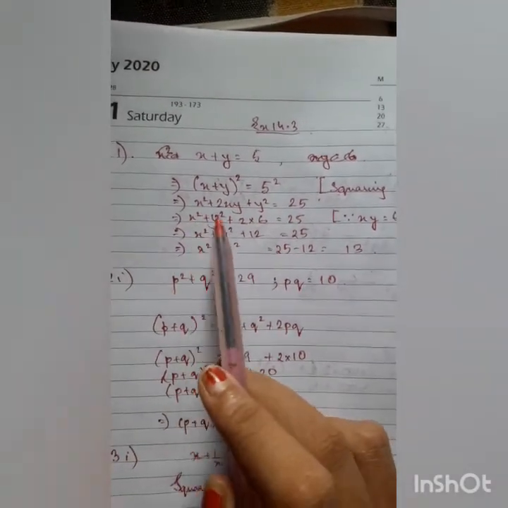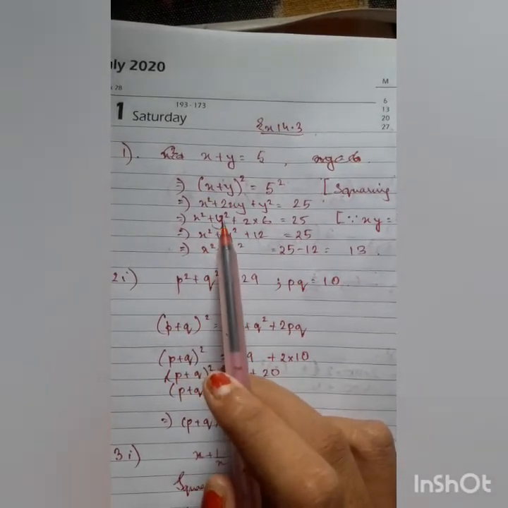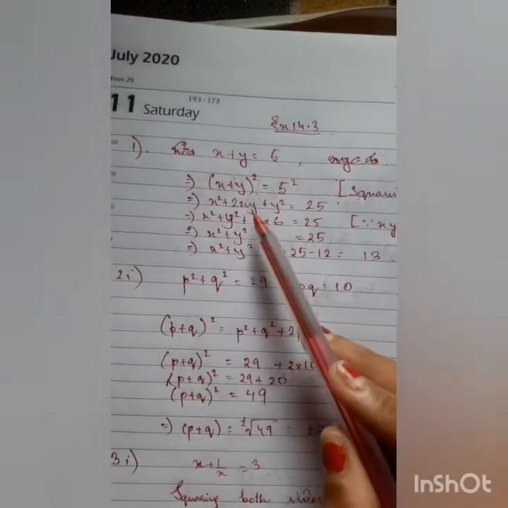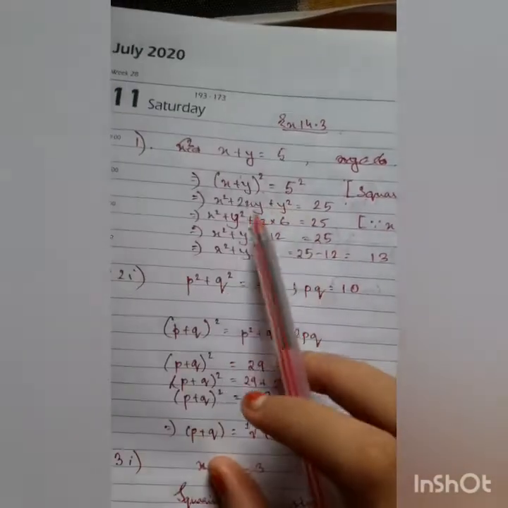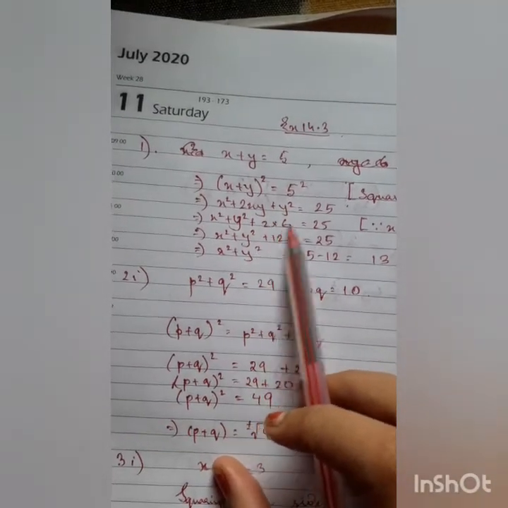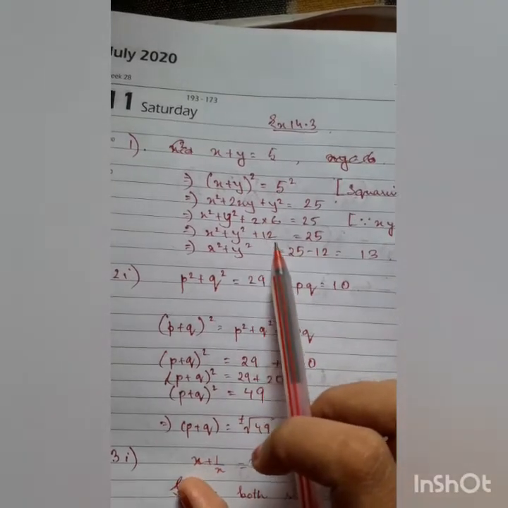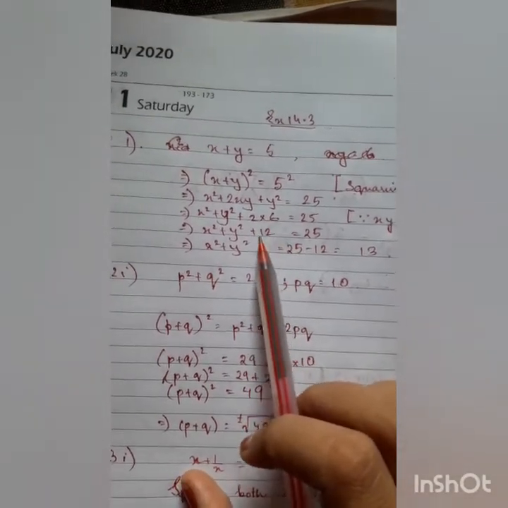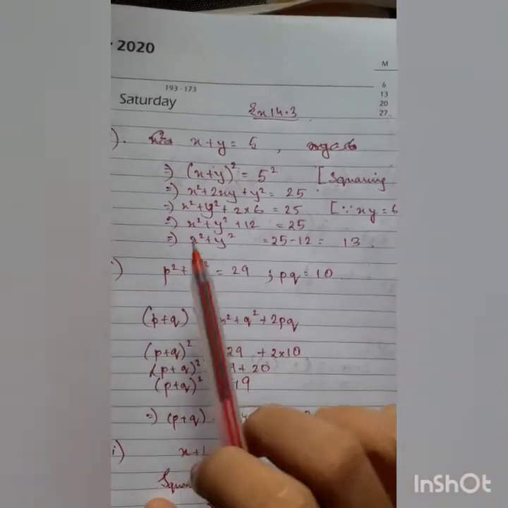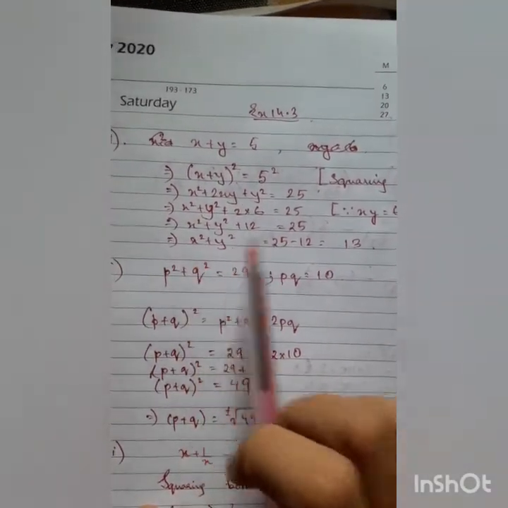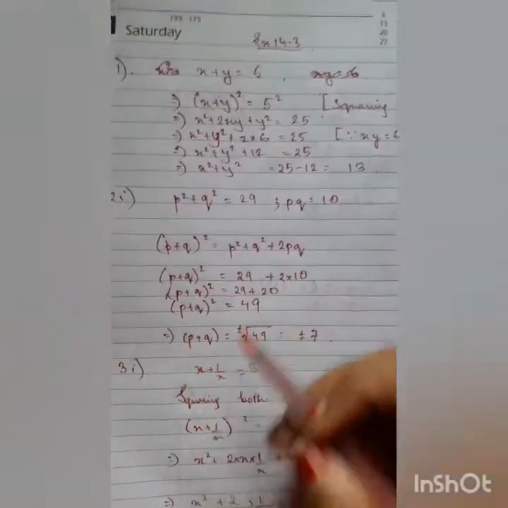Now x square plus y square's value I need to find out, so I am writing x square plus y square side by side plus 2xy. Here xy is 6, so 2xy equals 2 into 6, equal to 25. So 2 into 6 is 12. This 12 plus 12 goes that side, it becomes minus 12. So 25 minus 12 is 13. Thus we get the value x square plus y square equals 13.